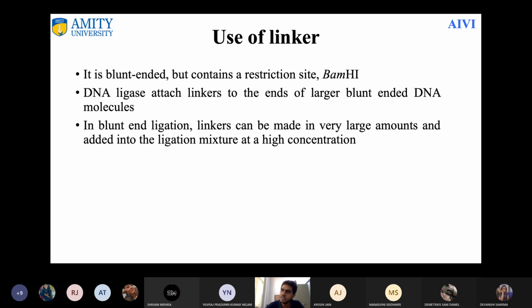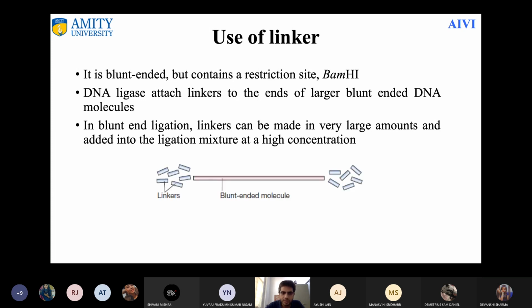But in the case of our normal vector and insert, the amount is a limiting factor, so you can't perform your experiment with a large amount. So this is how we are going to do it. You have a blunt end in one fragment. How many linkers are there to ligate to it? You can see a large number are there, so they can ligate. So you may ask in what direction it is going to be linked. For direction, any direction is going to be linked.